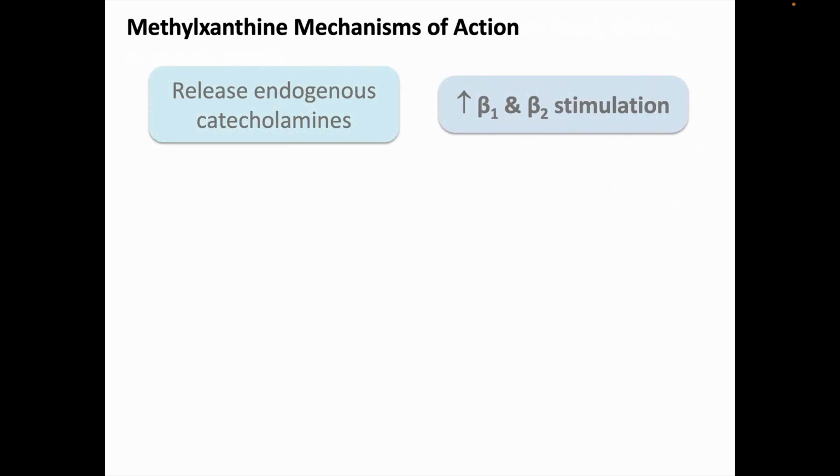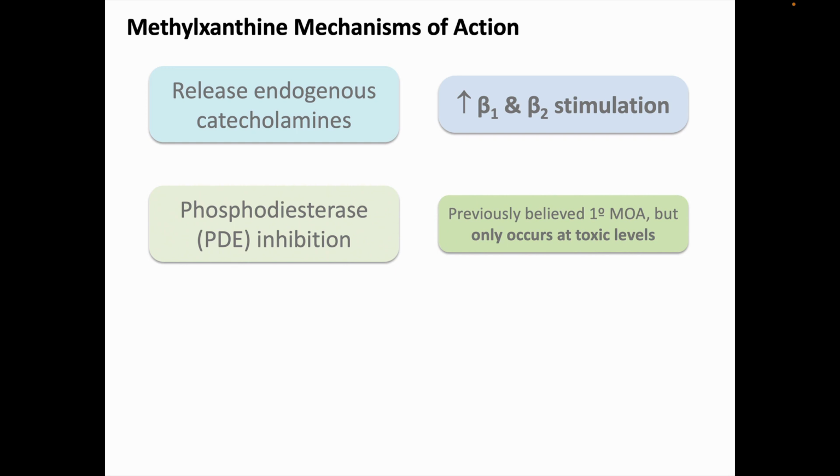So how do methylxanthines work? What's their mechanism or mechanisms of action? Methylxanthines release endogenous catecholamines, and this results in increased beta-1 and beta-2 adrenergic stimulation. So in addition to beta-2's beneficial effect on obstructive pulmonary issues, we'd expect to see cardiovascular side effects like tachycardia and vasodilation. It was traditionally taught that methylxanthines worked primarily by inhibiting phosphodiesterase, such that intracellular cyclic AMP levels would increase, enhancing any endogenous beta-2 stimulation.